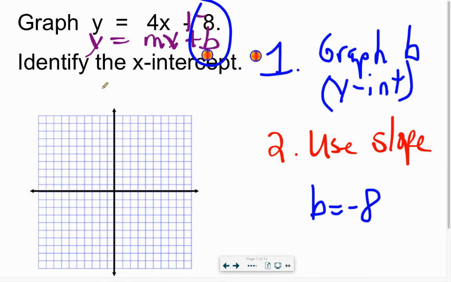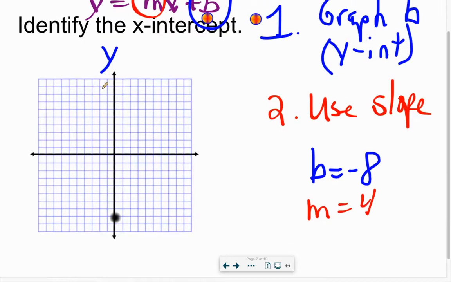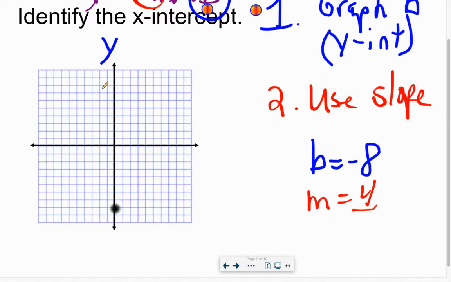Graph a negative 8. So at the y-axis, remember that's going up and down, very important, up and down. We're going to put a point here on that line at negative 8. That dot goes down here. Count carefully. Then from there, it says to use slope. Well, our slope is 4. What is 4 as a fraction? Again, that came from right here, where that m is. 4 as a fraction is 4 over 1.